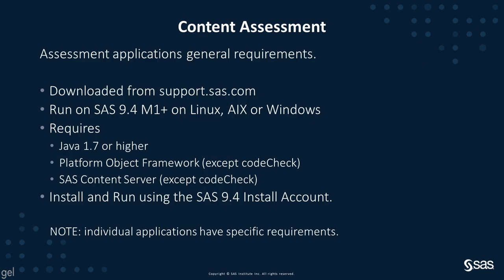Content Assessment is downloadable from support.sas.com. These are the general requirements. It runs on SAS 9.4 M1 on Linux, AIX or Windows. It requires Java 1.7 or higher. On the machine that you run it, it requires the Platform Object Framework, which was delivered with SAS 9.4, and the SAS Content Server. The only application that doesn't have to satisfy those two requirements is the Code Check application. And you should install and run Content Assessment using the account that you installed SAS 9.4. When we get into the individual applications, we'll look at some additional requirements.